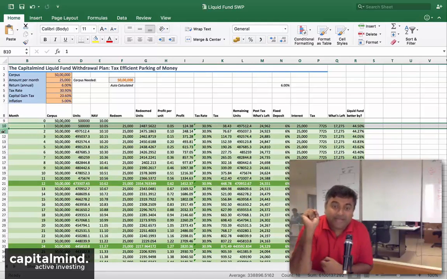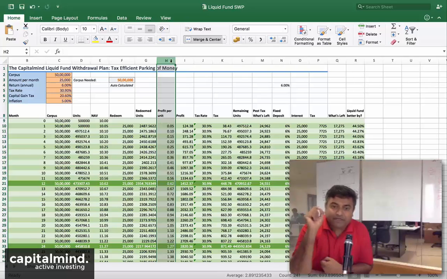So you look at column H, it actually shows you the profit per unit. So that's 5 paisa on month 1. The actual profit you've earned is the number of units you've sold times the profit per unit. That's 124 rupees. Remember, you've got 25,000 rupees out, and that 25,000 is all that the liquid fund actually generated in the market that month. But your taxable profit is only 124 rupees 38 paisa. The tax rate that you have is 31%, 30.9% currently. So the tax you're going to pay is about 38 rupees. You've taken out 25,000 rupees from your liquid fund and you paid a tax of only 38 rupees.